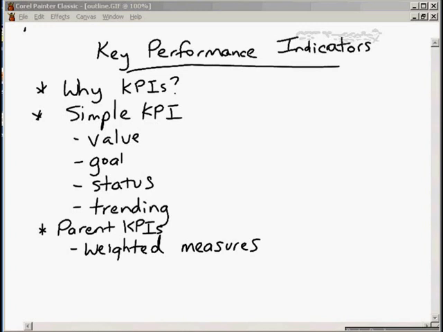Then the second thing I'll show you is how to create a parent KPI. Let's say that you have multiple simple KPIs and you want to create a weighted average of those. Well, you would create a parent KPI, and you would define which KPIs had which weighted values. Well, let's get started with a simple KPI.